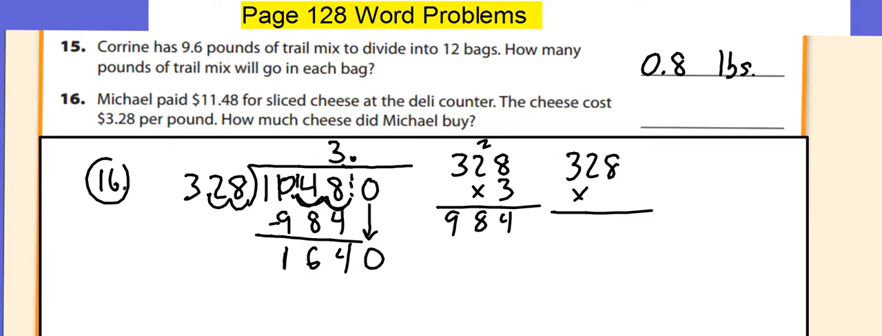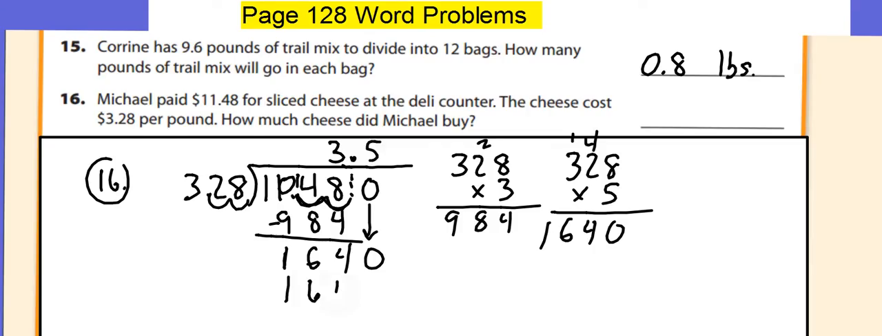How many times does 300 go into 1600? 300, 600, 900, 1200, 1500. If I try 6, that's going to be over 1800. If I try 5, it's going to be 1500 or something. That seems like a good guess. Let's try 5. 5 times 8 is 40. 5 times 2 is 10, plus 4 is 14. 5 times 3 is 15, plus 1 is 16. Oh, I scored. I got 1640. 5 times 328 is 1640.